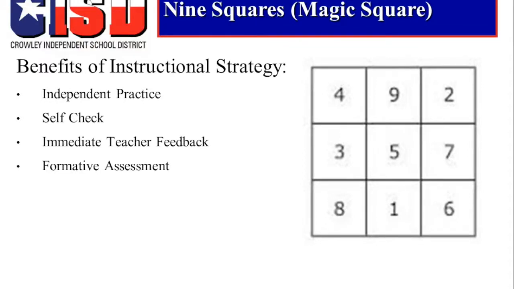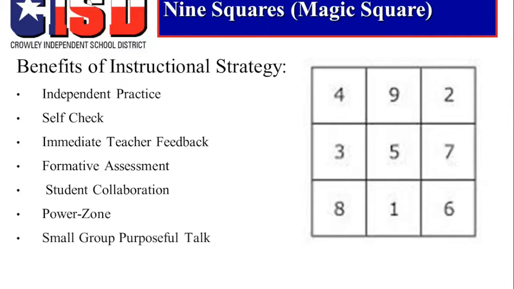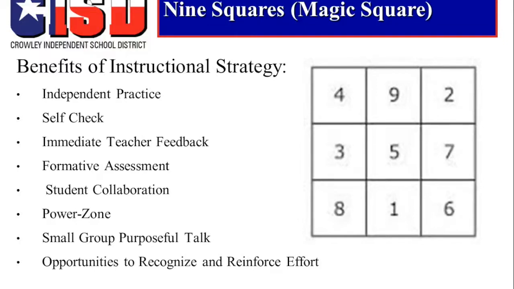This instructional strategy can provide formative assessment information and collaboration among students. This strategy will also enable teachers to move into a facilitative, feedback-giving role and rove around the room as needed. Standing just about anywhere, teachers can easily hear students' conversations and see their thinking evolve. This method incorporates working in the power zone, small group purposeful talk about the learning, and opportunities to recognize and reinforce effort from the Fundamental 5.